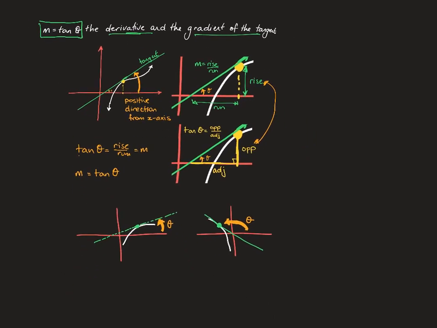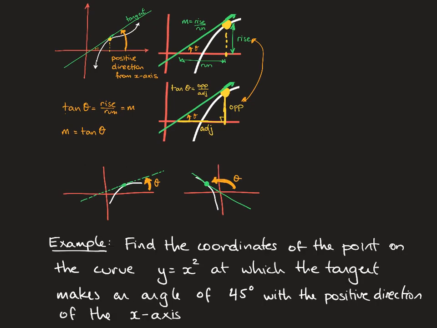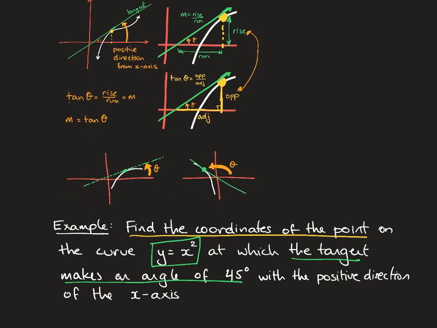So the sorts of questions you get with this are again two types. First, find the coordinates of the point that fit the requirement, and then the second one, work out the angle. So let's look at this first one. Find the coordinates of the point on the curve y is equal to x squared, at which the tangent makes an angle of 45 degrees with the positive direction of the x-axis.